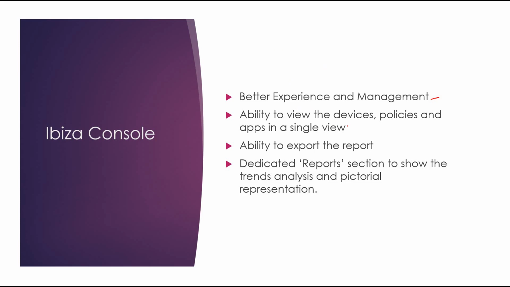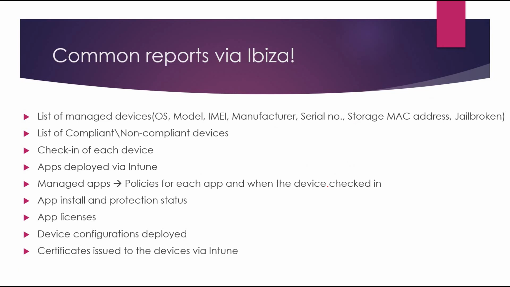Then we have the ability to view all the devices, policies, and apps in a single view. So in one report itself, we can get all the information. We can export pretty much all the reports that we are seeing in the portal. And then we have a dedicated report section also, which shows the trend analysis that we already spoke about in the historical section. There are a whole bunch of reports that we can download from the Ibiza console. These are a few of the very commonly used reports. I'm not saying that these are the only reports that we can download, but these are the commonly used ones.